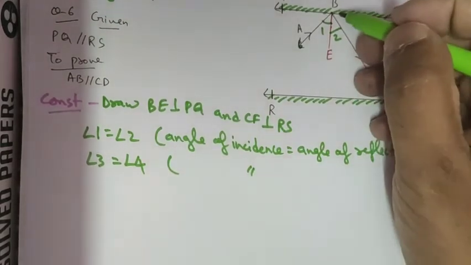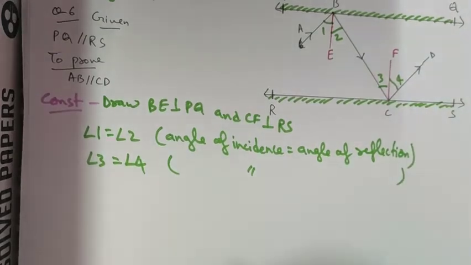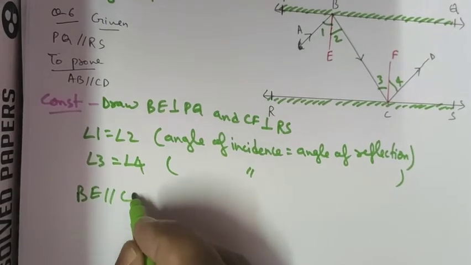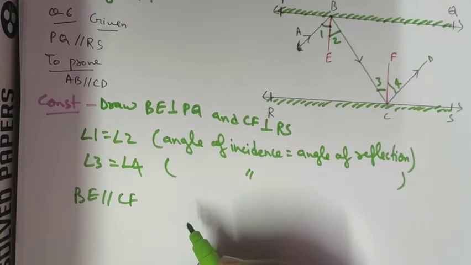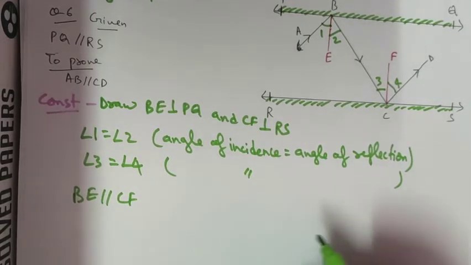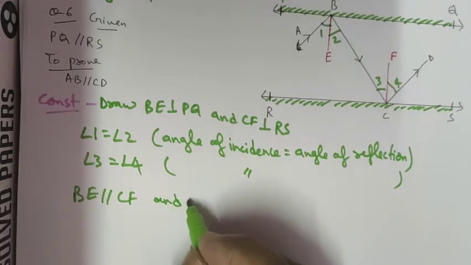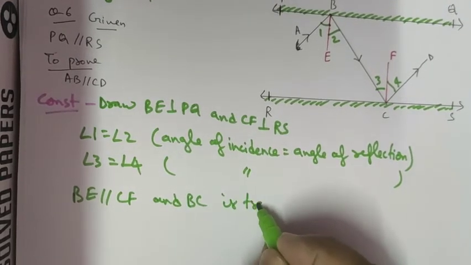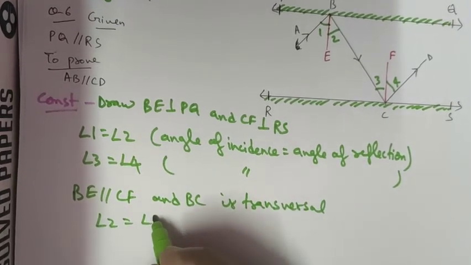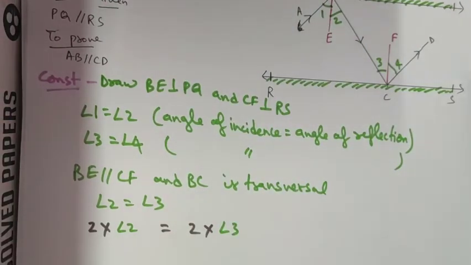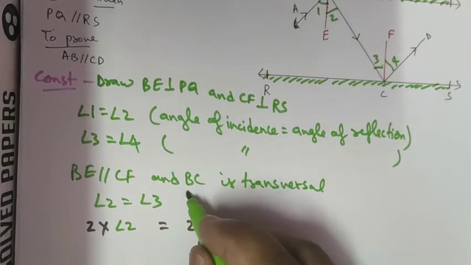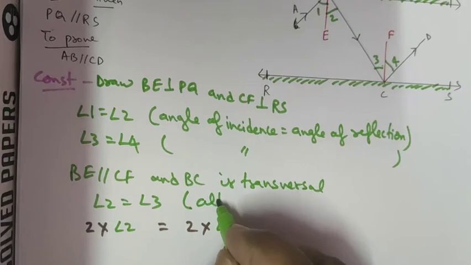Now, since BE is perpendicular and CF is also perpendicular, BE is parallel to CF because both are perpendiculars on PQ and RS, and BC is the transversal. So in this case we can say that angle 2 will be equal to angle 3. Since angle 2 and angle 3 are equal, because they are alternate interior angles.